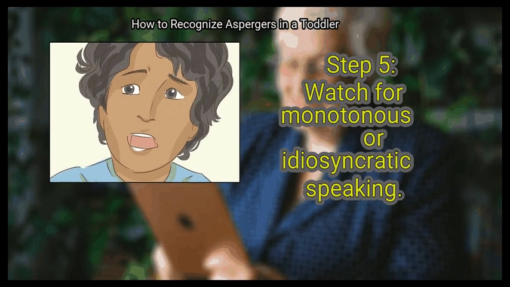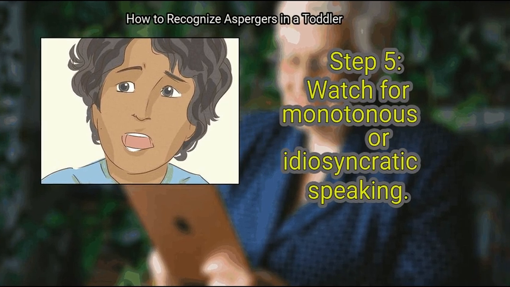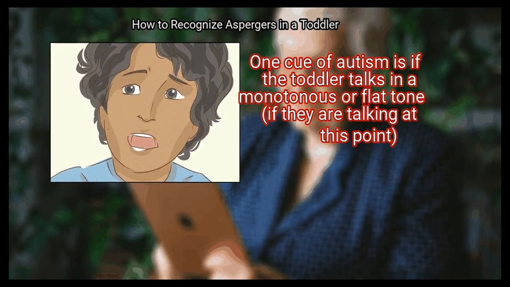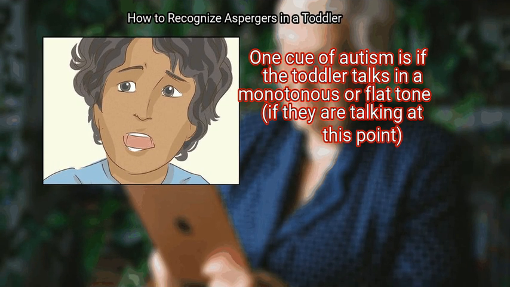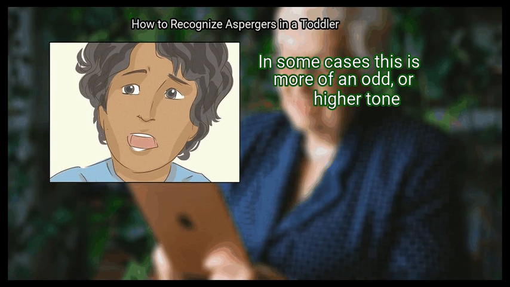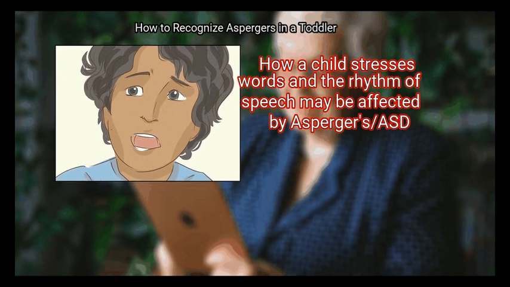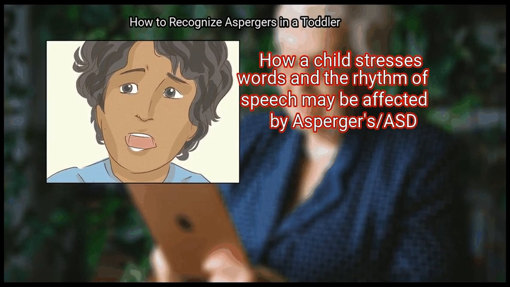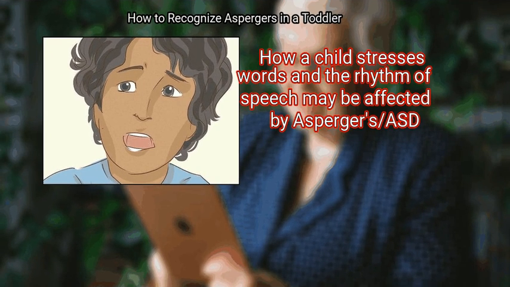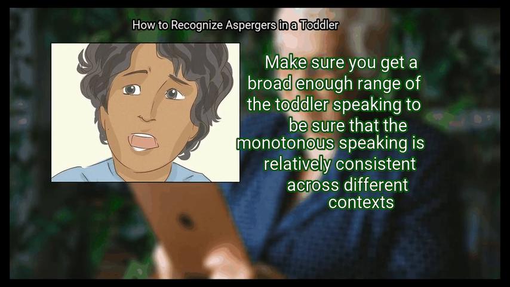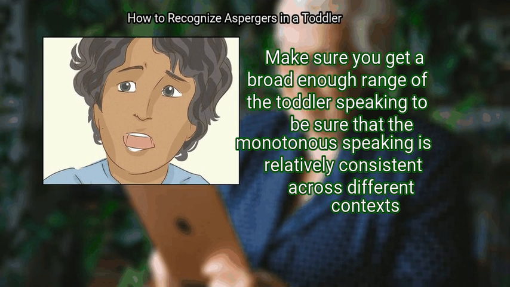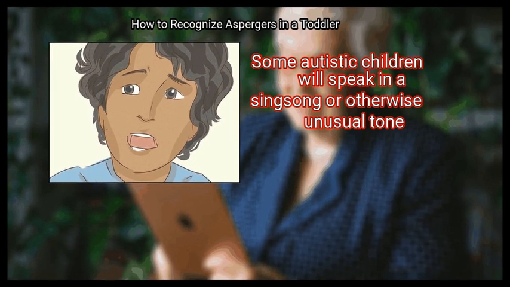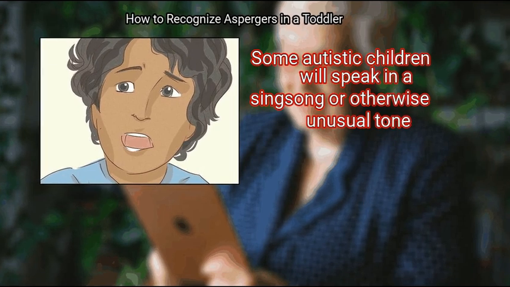Step 5. Watch for monotonous or idiosyncratic speaking. One cue of autism is if the toddler talks in a monotonous or flat tone. If they are talking at this point, in some cases this is more of an odd or high tone. How a child stresses words and the rhythm of speech may be affected by Asperger's, ASD. Make sure you get a broad enough range of the toddler speaking to be sure that the monotonous speaking is relatively consistent across different contexts. Some autistic children will speak in a sing-song or otherwise unusual tone.